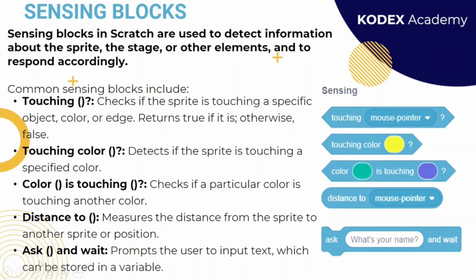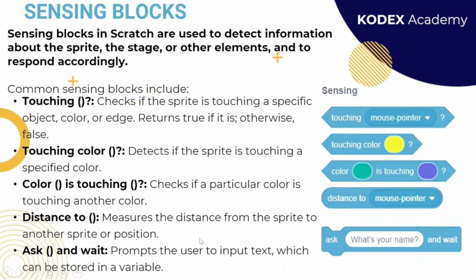Now the next one is ask and wait. This is used to take input from the user, and you can store it in a variable. For example, you are making a quiz game or a calculator and you want to take input from the user. You can ask many questions: What is your name? What is your favorite color? On the basis of that you can take the input from the user and store it in your variable, and it will show as per your script. You can use this command block to get the input from the user.